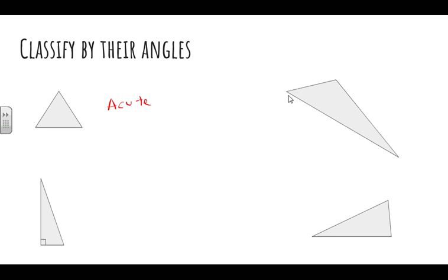All right, this triangle right here, this angle looks pretty wide. If I would lay a protractor on it to measure it, I'm sure it would give me something greater than 90 degrees. That probably looks like it's about 95 or 100 degrees. So this would be an obtuse angle or an obtuse triangle.